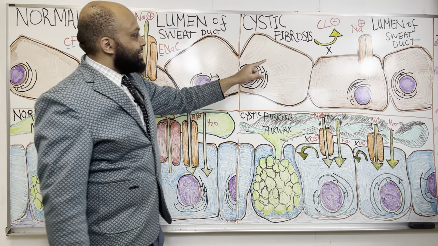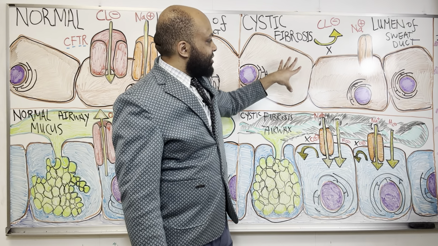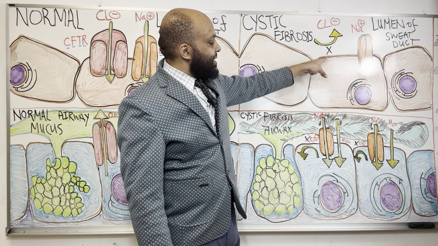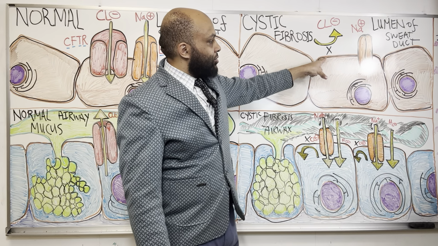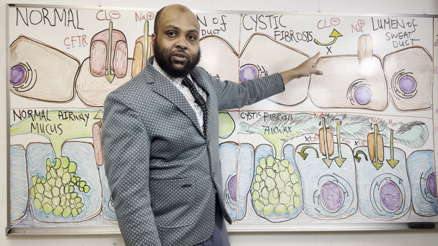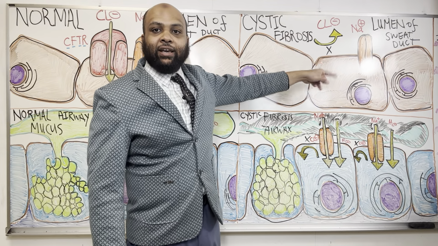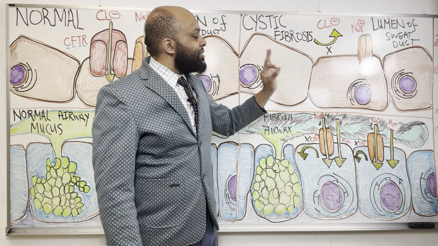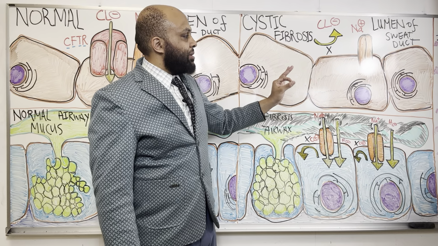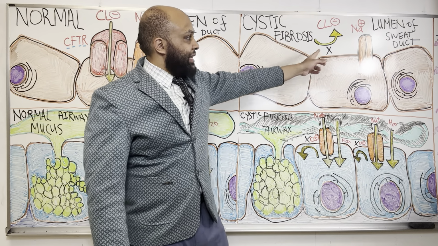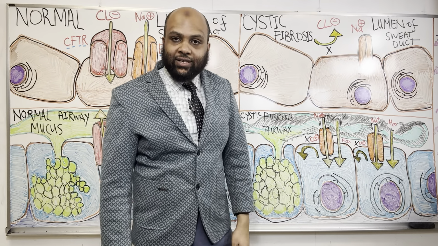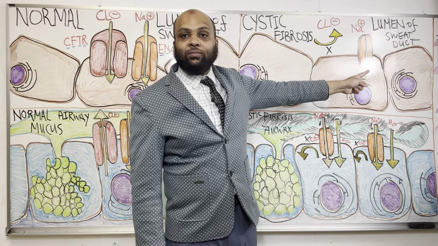But if you look at the cystic fibrosis patient's sweat gland, do you see any red cystic fibrosis transmembrane receptor compared to here? No, it's gone. There's an X. It's not there. So there is no cystic fibrosis transmembrane regulator here. But is there a sodium channel? Yes, there is. And it's going to be closed.